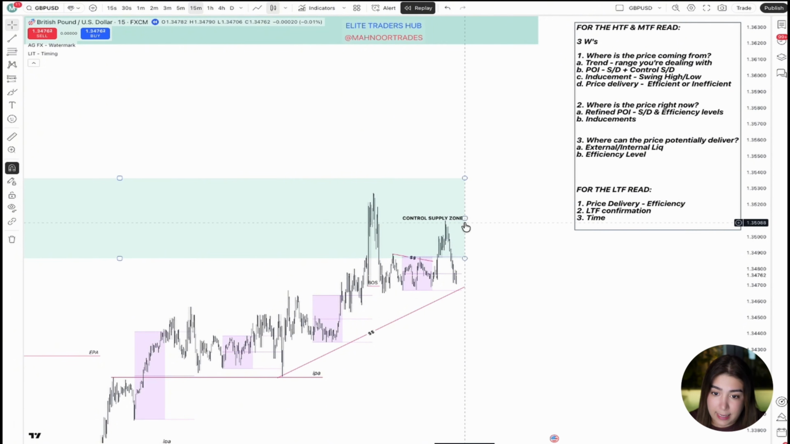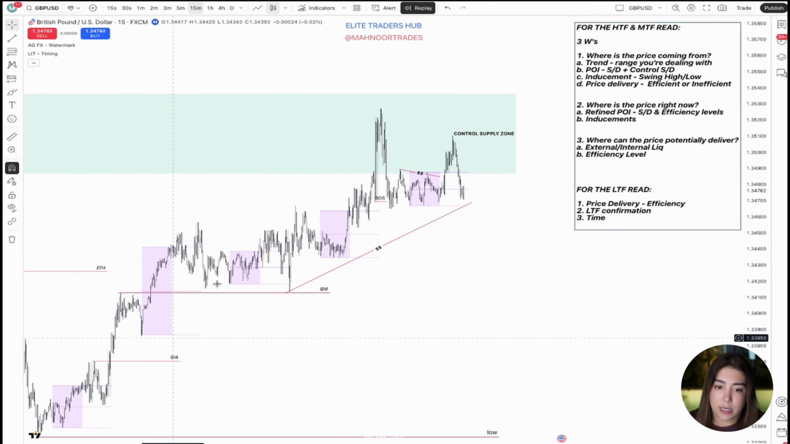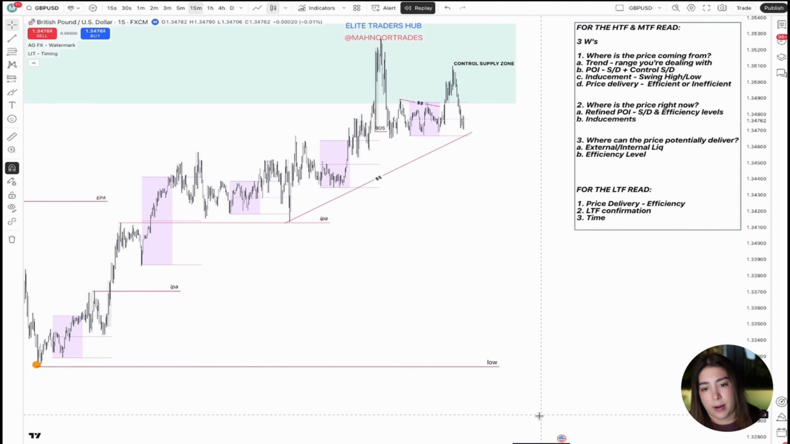So when I see that price action was inefficient from the swing low, when I see that the buyers are actually struggling to create new highs in our point of interest, and there are inducements happening in favor of sellers, I know that price can potentially deliver to the downside. Now, right away, I'm not going to say it's going to create a new low right away.